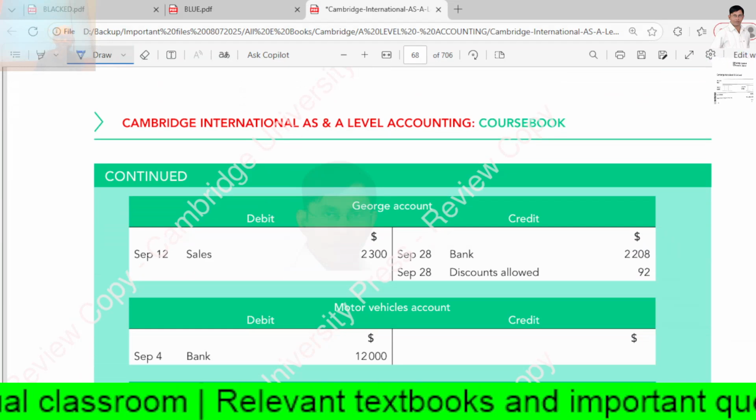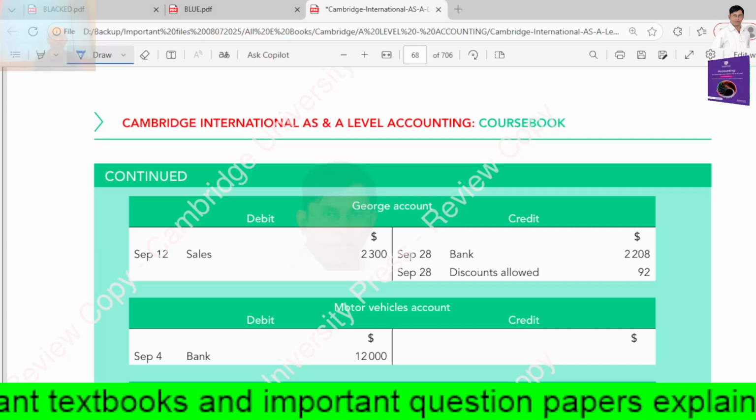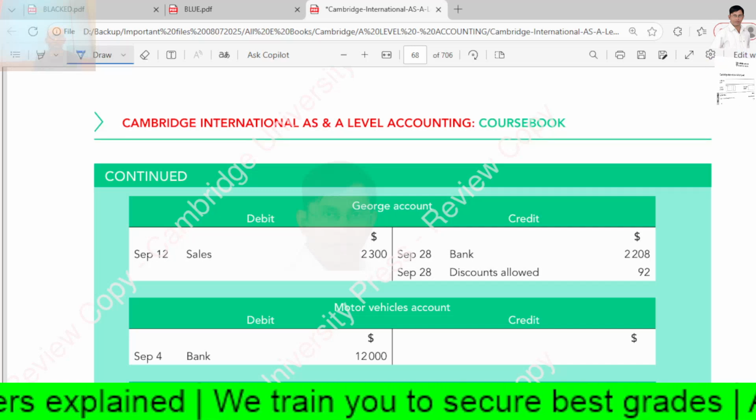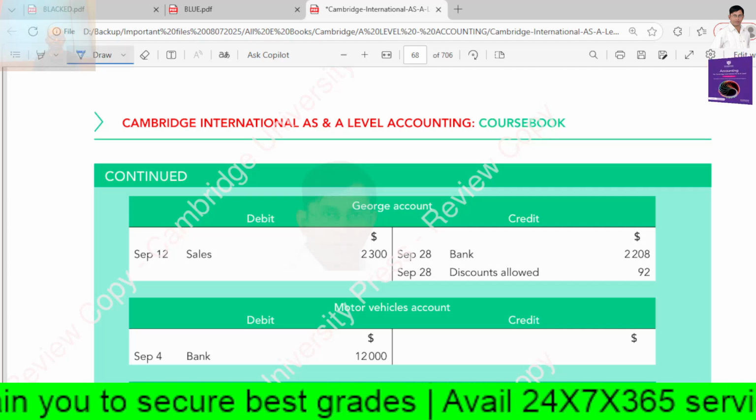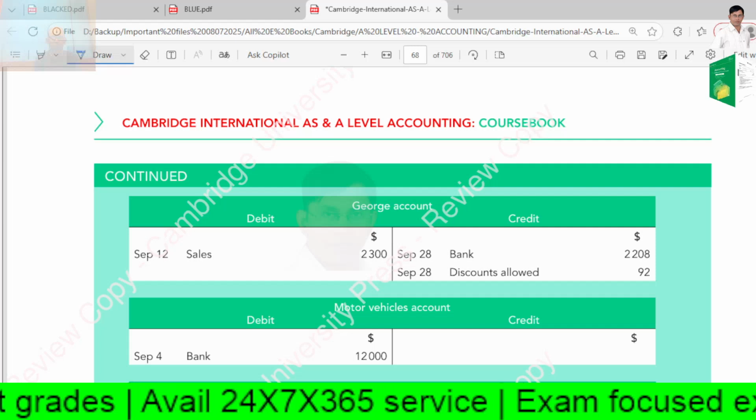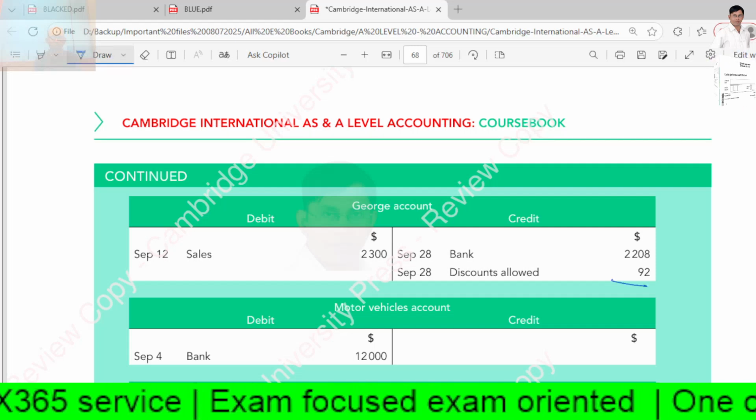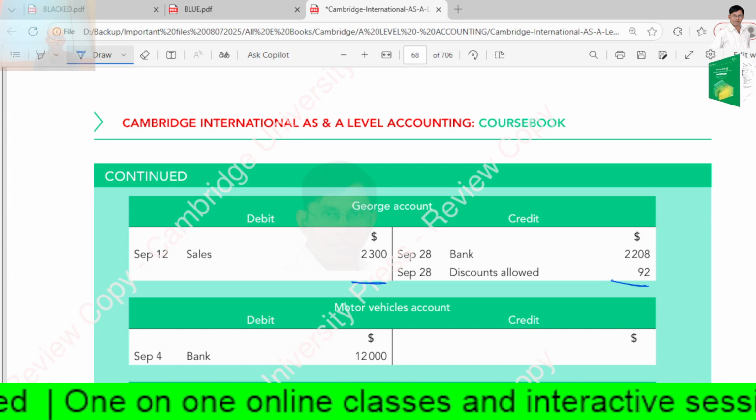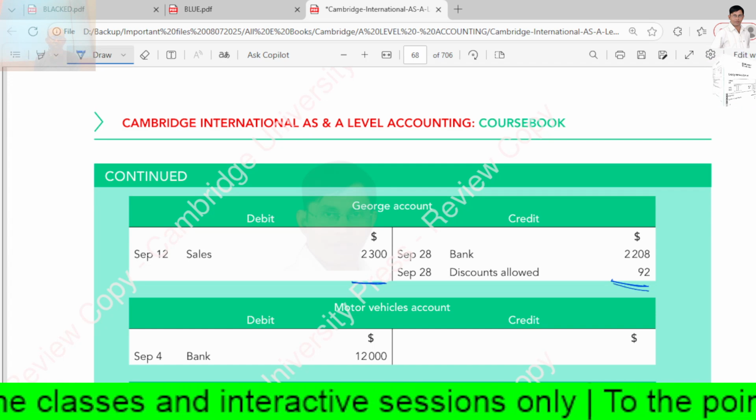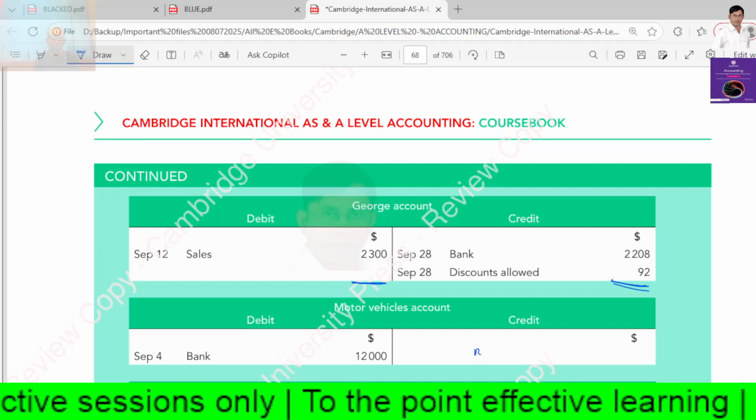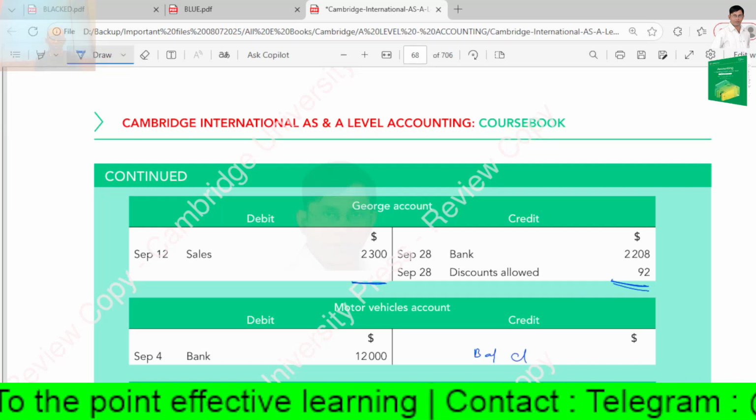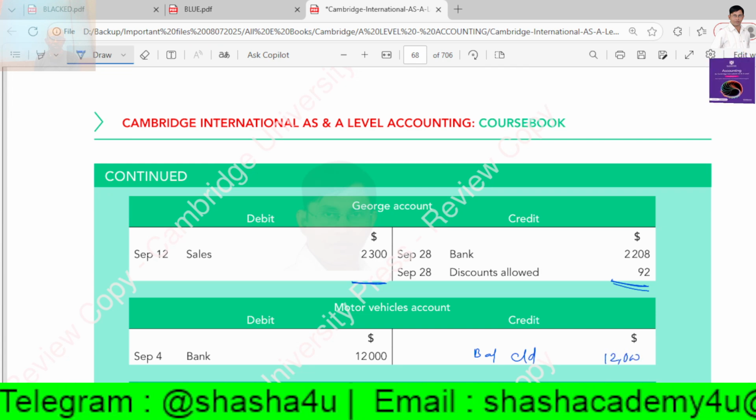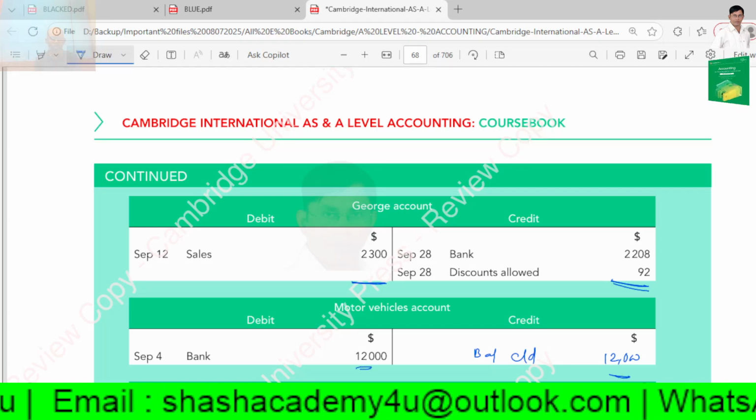Then this one, George account. What is George account? We have sold for 2300 and he has paid, so we have settled and everything is clear. So 2300 on this side and 2300 on this side. There is no question of balancing at all. Motor vehicle: balance carried on, same amount, so both sides are the same.